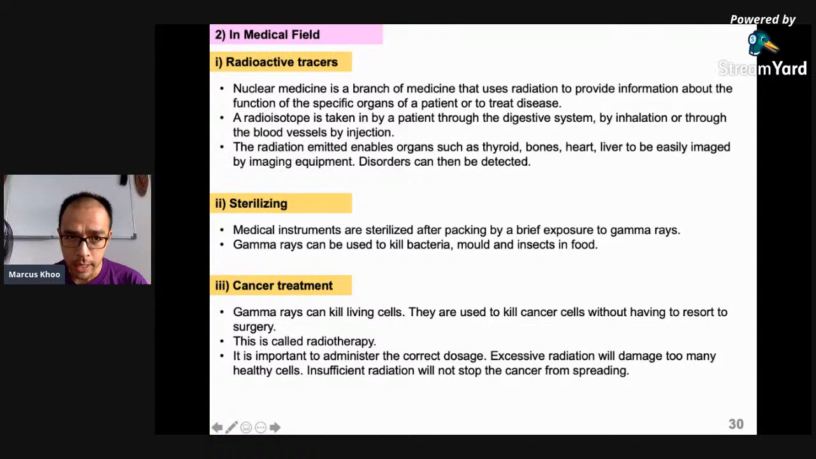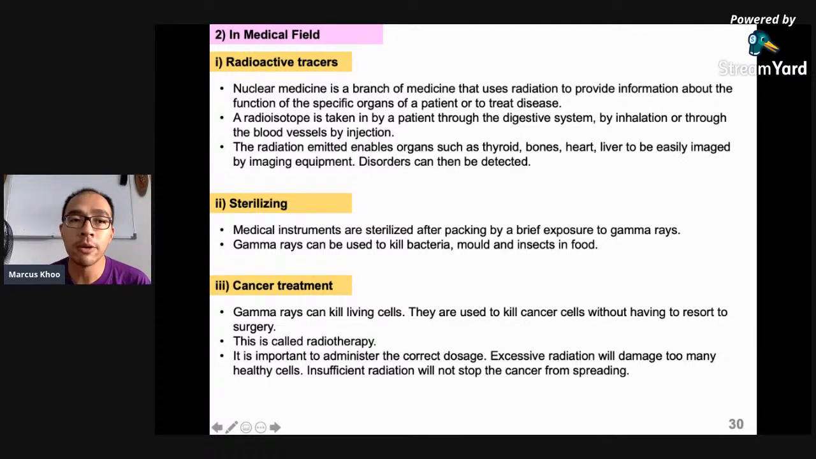A radioisotope is taken in by a patient through the digestive system, by inhalation, or through the blood vessels by injection. When we inject ourselves with the radioisotope, it flows through the blood. So the radiation emitted enables organs such as the thyroid, bones, heart, and liver to be easily imaged by the imaging equipment. Then if there are any disorders, they can be detected.